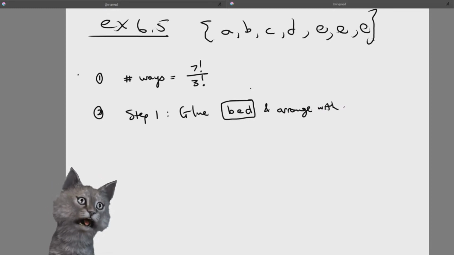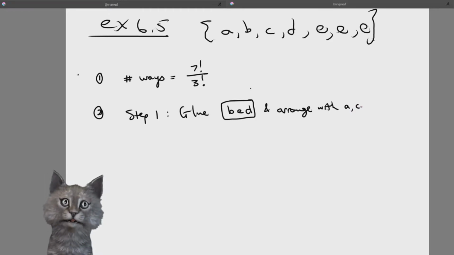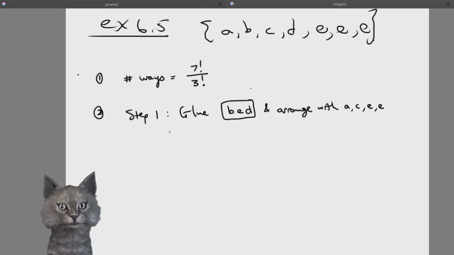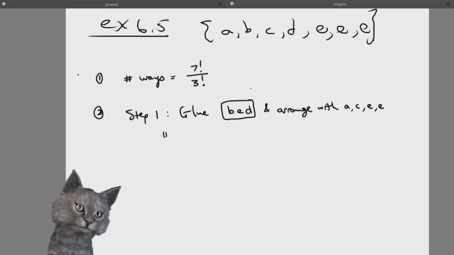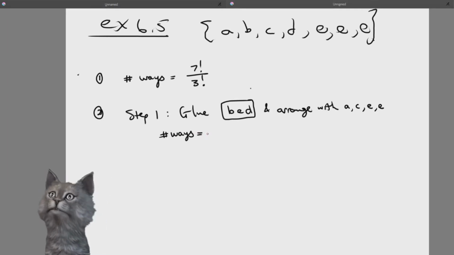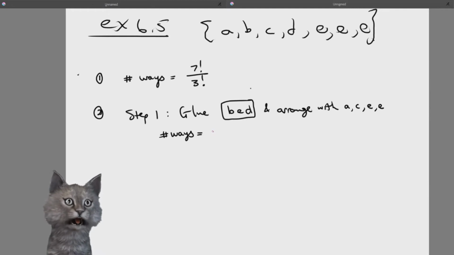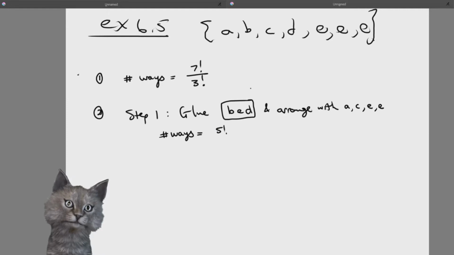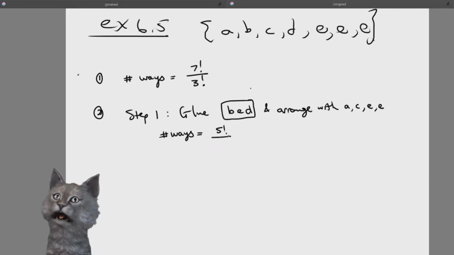I also still have A, not B. I do have a C still, not D. And I do have 2 E's because I only glued 1 E. Does it matter which E I glued? No, because I can't tell them apart. So, I have 1, 2, 3, 4, 5 things. 5 factorial. But 2 E's are still identical.